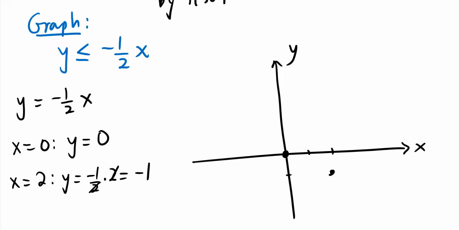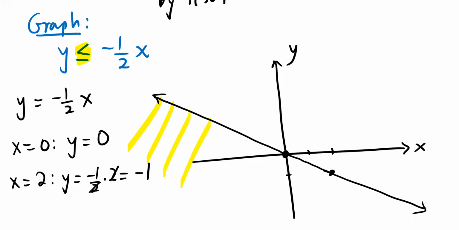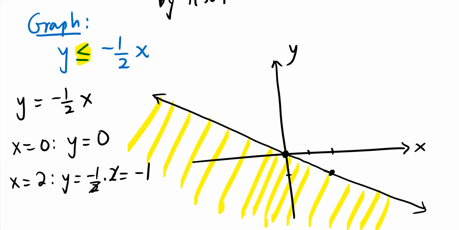So we get this one, and notice the inequality is less than or equal, so it's going to be a solid line. Since it's less than or equal, we shade the region below the line. So this region is the solution region. Any point you pick in this region will satisfy the inequality sign. So that's the solution region.